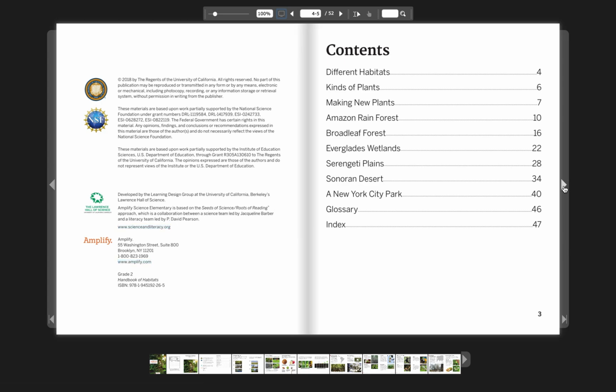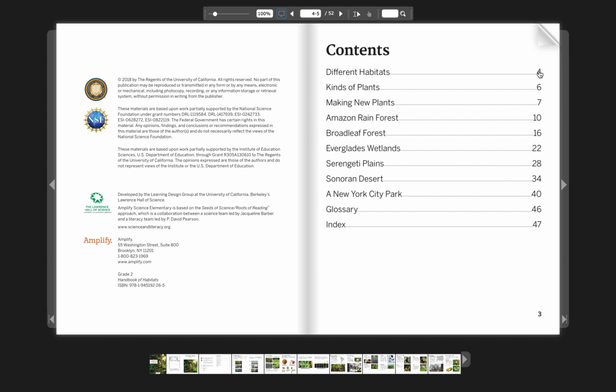Now, we're at what we call the table of contents. This book just lists it as the contents. Over here, there's information about publishing and when it came out, but that's probably not very interesting to you. You want to look at this side. So here's the contents. It says different habitats, kinds of plants, making new plants, Amazon rainforest, broadleaf forest, Everglades wetlands, Serengeti plains, Sonoran desert, a New York City park, glossary, and index.